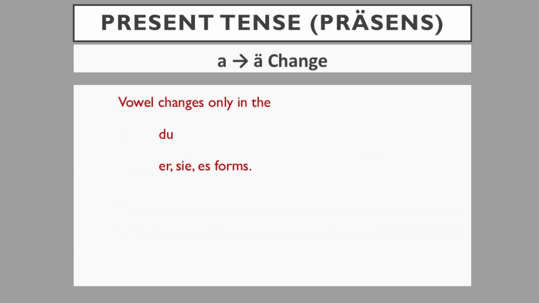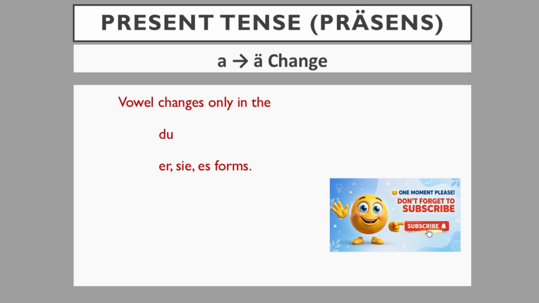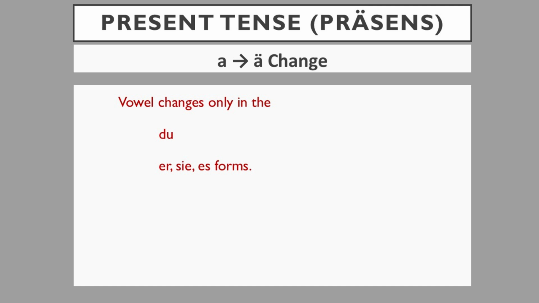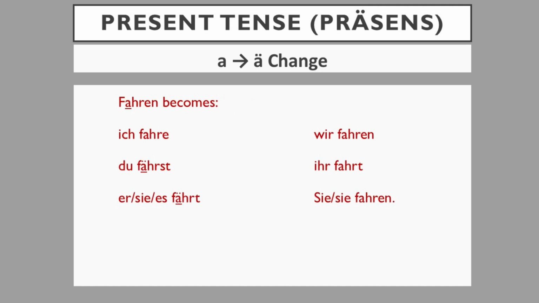The third important stem-changing pattern is A to ä. In these verbs, the vowel changes only in the du and sie, es forms. The endings remain familiar. For example, fahren means to drive or to go by vehicle. We say, ich fahre, du fährst, sie, es fährt, wir fahren, ihr fahrt, sie fahren.